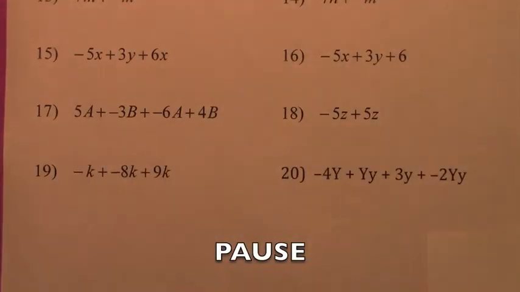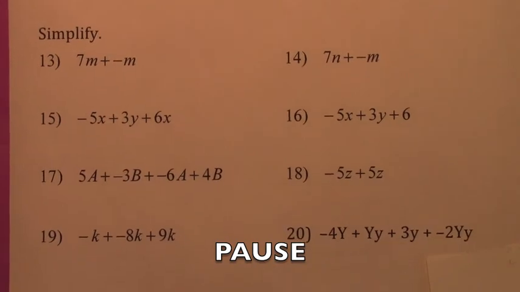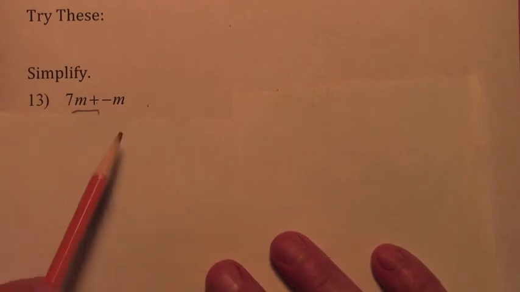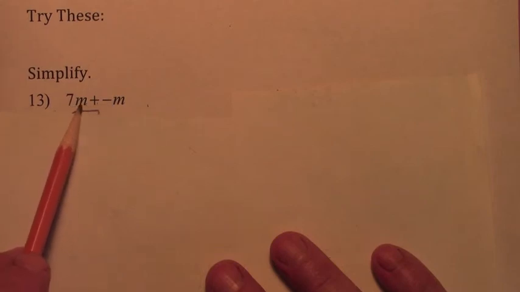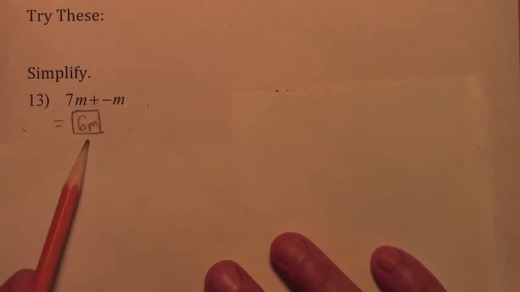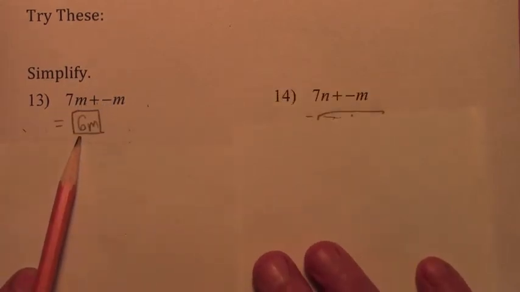All right, let's see. Hit the pause button and try these on your own. Okay, let's go over these. The first one, how many terms you see? 2. Are they like terms? Yes. Remember, this is negative 1m. So what's 7m plus negative 1m? Why, it's 6m.